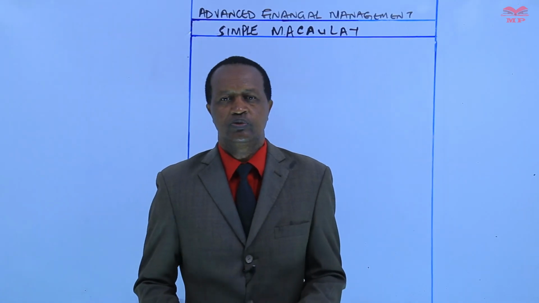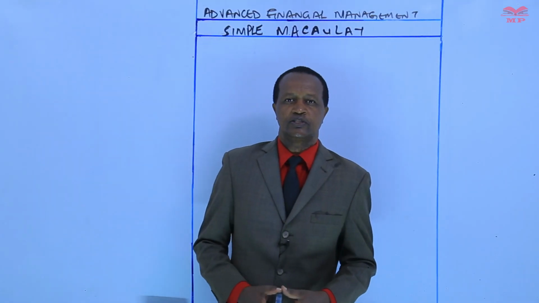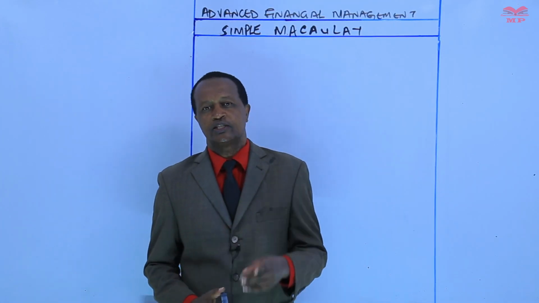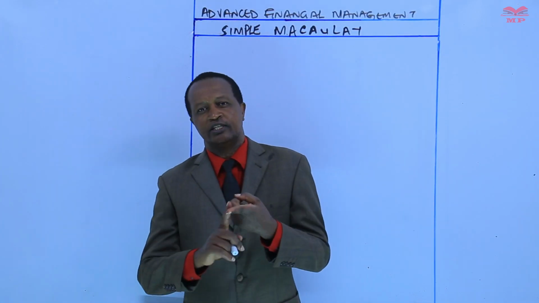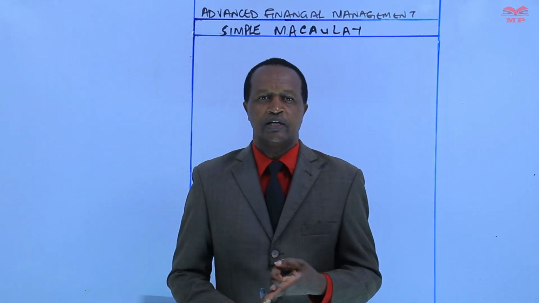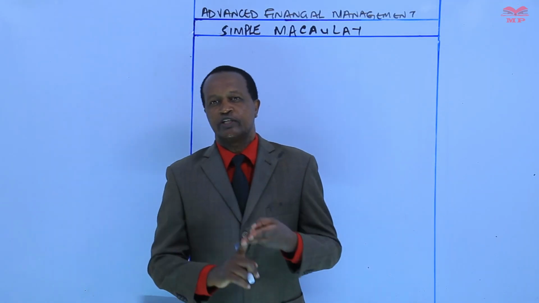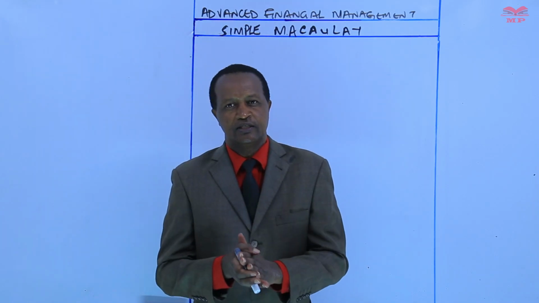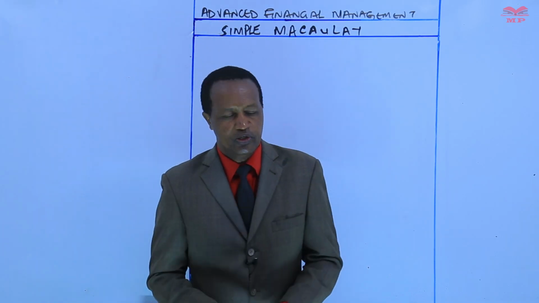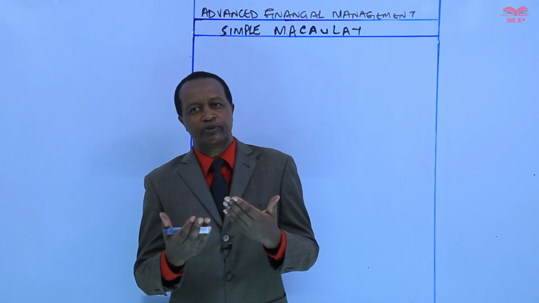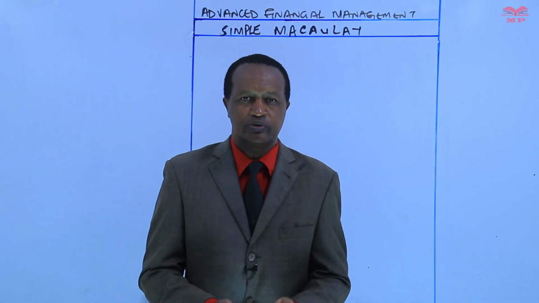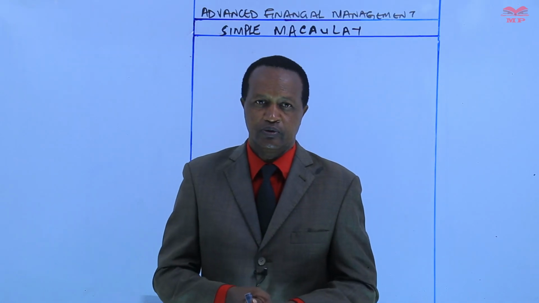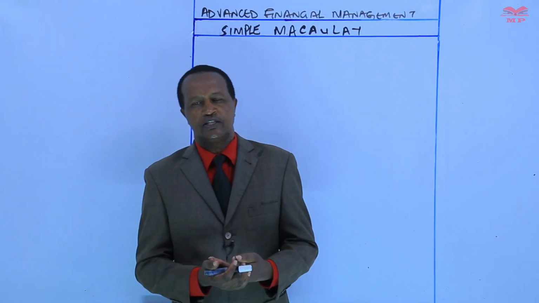We will continue with the study of advanced financial management. In this lesson, we're going to learn how to calculate two things. Number one, the simple Macaulay duration and the modified duration. We will first of all define the simple Macaulay duration. We get into the properties of Macaulay duration, then we will work out a past paper question. We do the same for the modified duration.